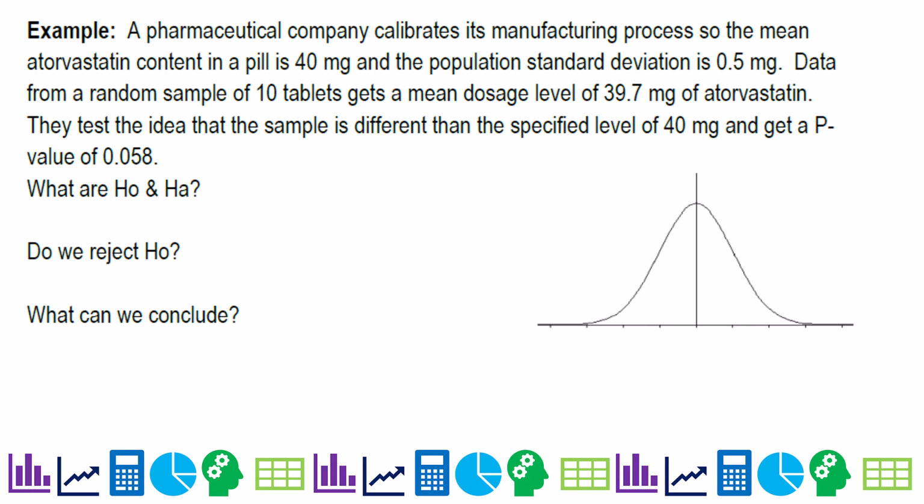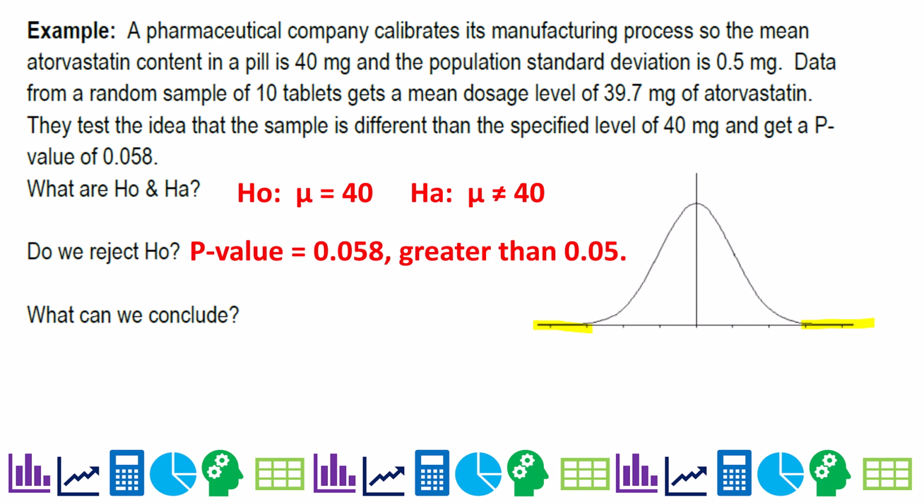Well, we're going to assume that the manufacturing process is okay, that it is 40, but we're worried that it's not. So do we reject H naught? Well, we have to look at our p-value. Our p-value is 0.058, which is greater than 0.05.